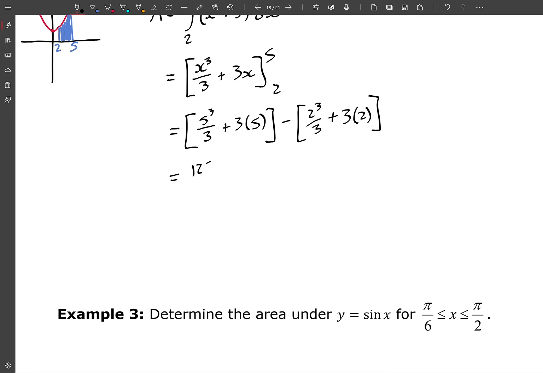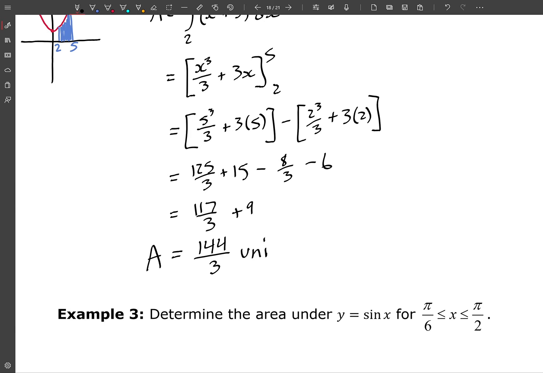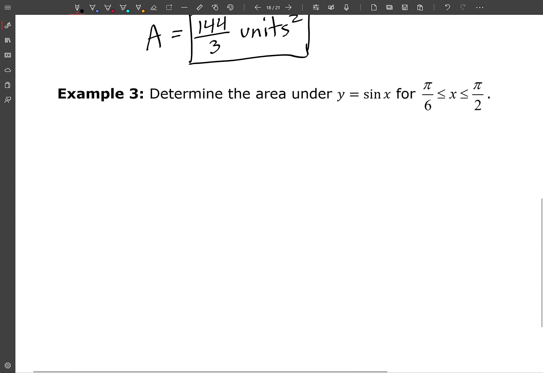Now it's just basic computation at this point. So that comes out to 125 over 3 plus 15 minus 8 over 3 minus 6, which is equal to 117 over 3 plus 9, which, if I get my common denominator, you should be able to reduce all the way down to 144 over 3 units squared. It's area, so I should include that unit squared. There we go. Not so bad, right? Okay, let's try a trig version.